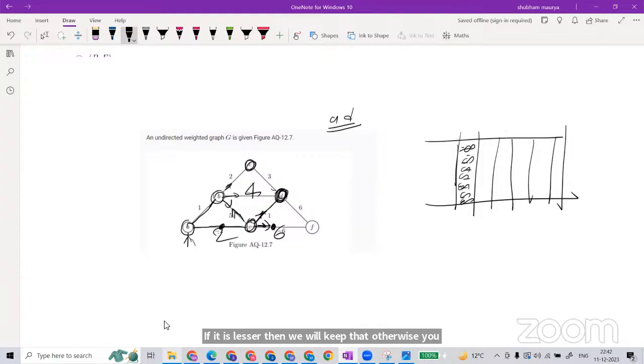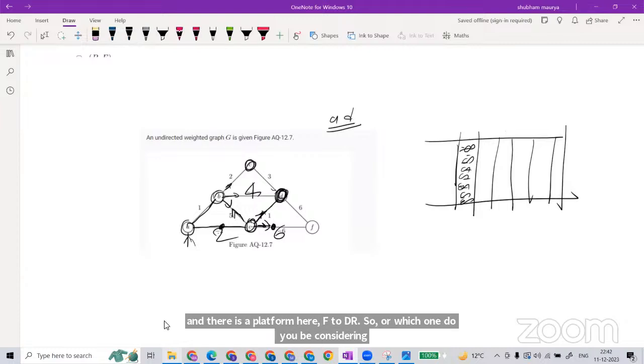But here, what we will be doing, sir, there is a path from B to D also, and there is a path from C to D also, and there is a path from F to D also, and there is a path from E to D also. Which value will you be considering? So we are considering that way. That is the fire method, exactly, the timing and fire method.